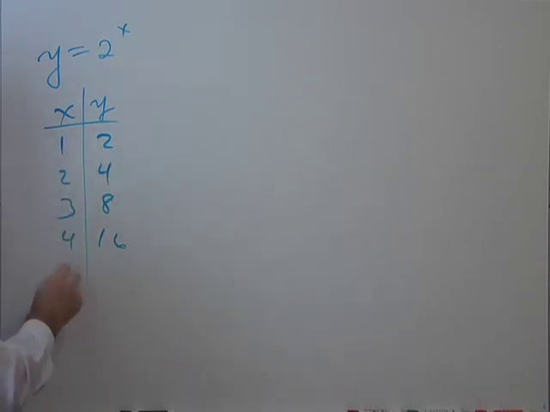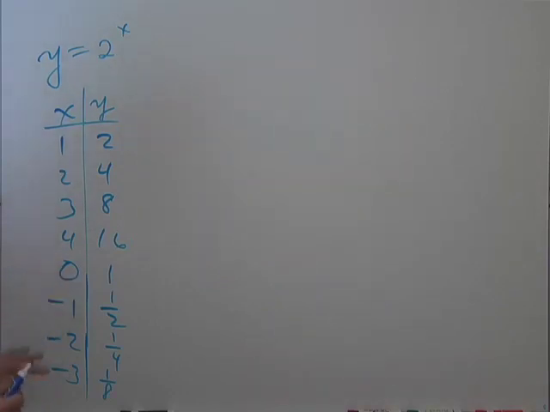Let's go backwards and look at 0. 2 to the 0 is 1. And 2 to the minus 1 is 1 half. And 2 to the minus 2 is 1 fourth. 2 to the minus 3 is 1 eighth. This is just from the rules of exponents.